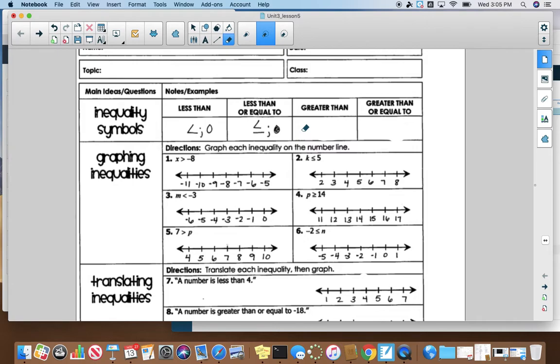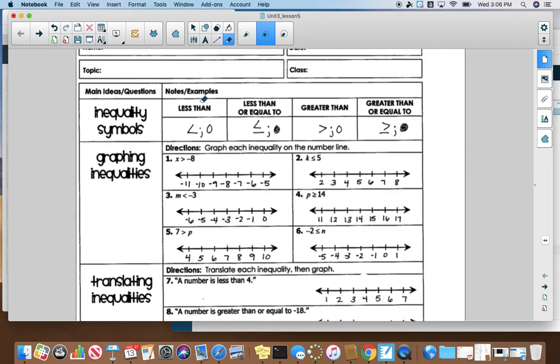Greater than, it is facing the other way. So the open area is showing it is greater than, and on the number line, it's going to be an open circle. Greater than or equal to, it is open on the left with a line underneath, and then a closed circle because it includes that number.